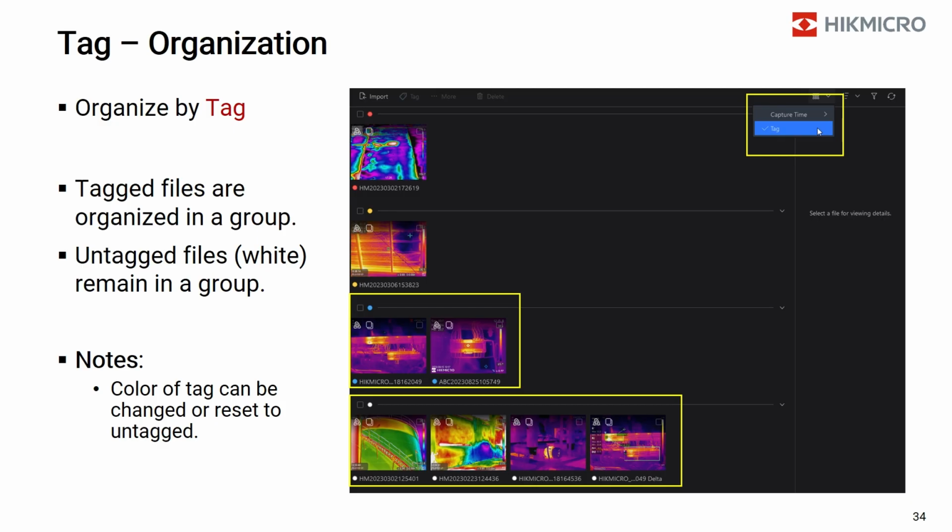Users can also organize files by tag. As shown in the figure, tagged files would be organized in a group, and untagged files with white color remain in another separate group. One thing to note is that users could change or reset color of tag according to the actual situation.